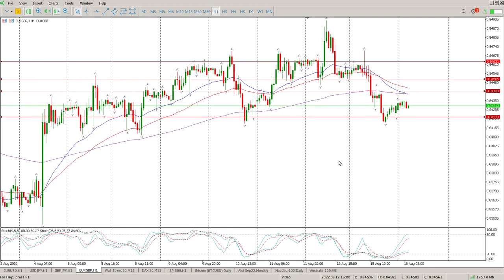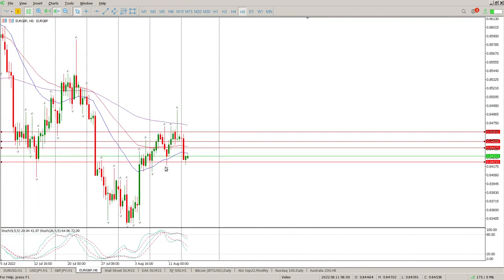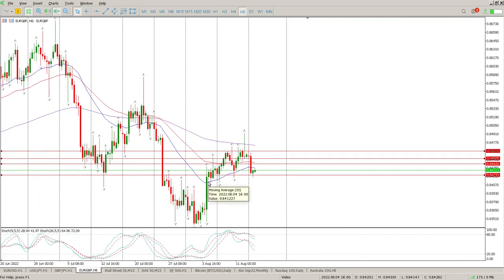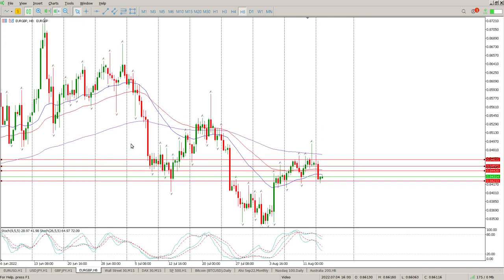But if you just zoom out and take a step back and look at this, above and below the moving averages on the hour, and then if you look at the 8 hour, we're stuck in between the moving averages. That's ranging to me. It's a messy range, but it's not something I want to get involved in just yet. So yeah, Forex for me today is pretty much a no-go. I'm not interested in it.